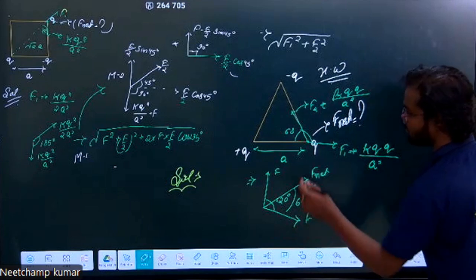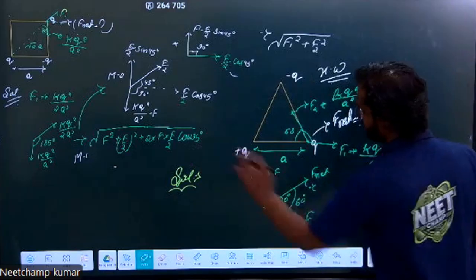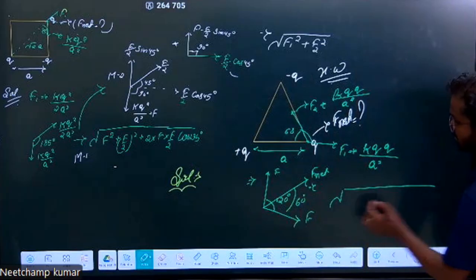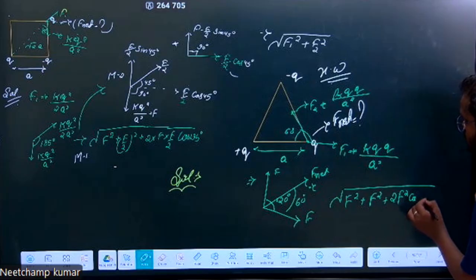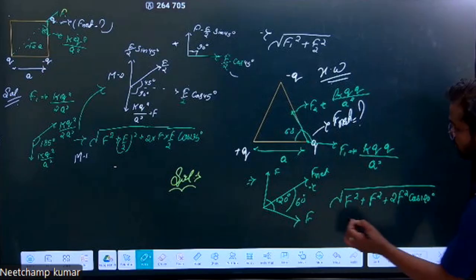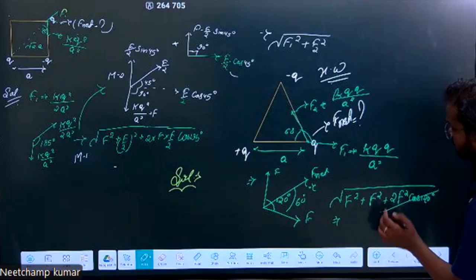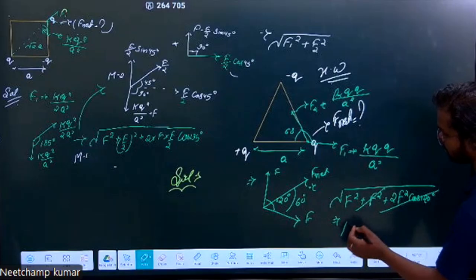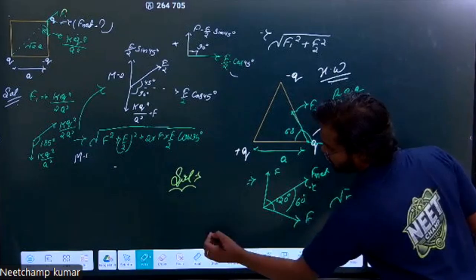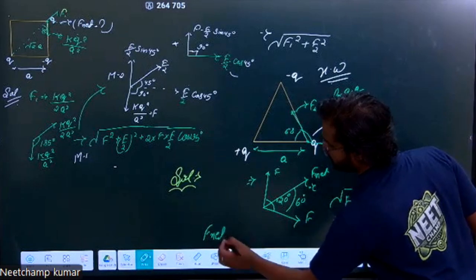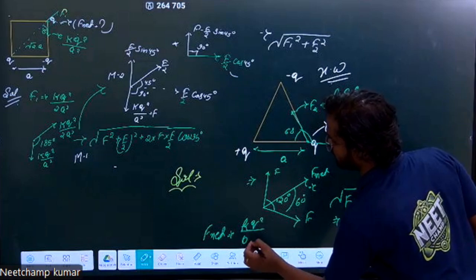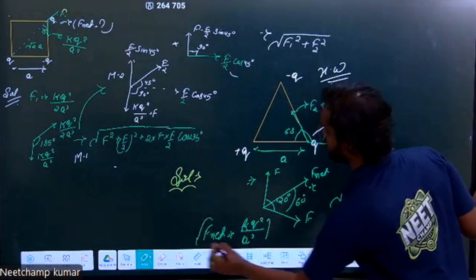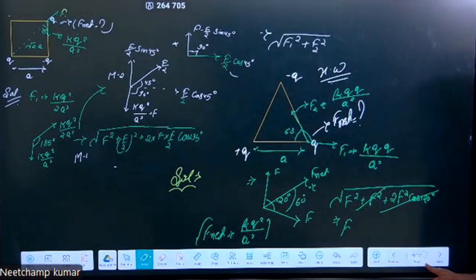So F net we can calculate by the vector formula which I have given in the previous class. This will be the square root of F square plus F square plus 2 F square into cos 120 degrees, and what will this value be? So this thing will cancel out. You will get only F. So our net force F net is equal to K Q square by A square. So that is the answer of the first homework question.